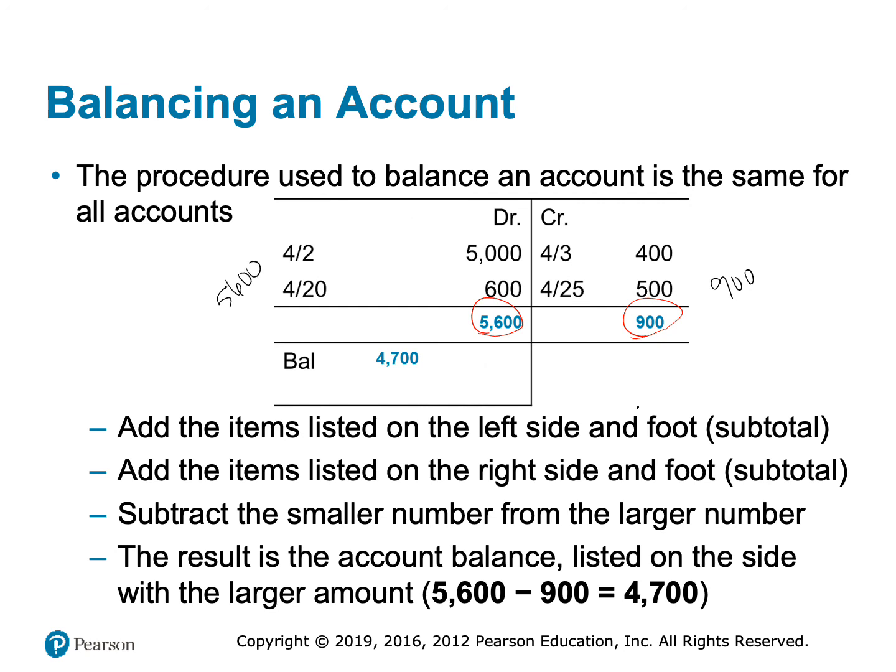So 5,600 minus 900 gives a balance of 4,700. Since the debit side is the larger side, the balance goes on the larger side. When the credit side is the larger side, the balance goes on the credit side. Now, we don't show positives and negatives in the account, okay? So we're not going to say this is a negative balance or a positive balance. We're going to say this is a $4,700 debit balance. And whether that is a positive thing or a negative thing depends on the type of account that we have, and we'll talk about that in the next video.